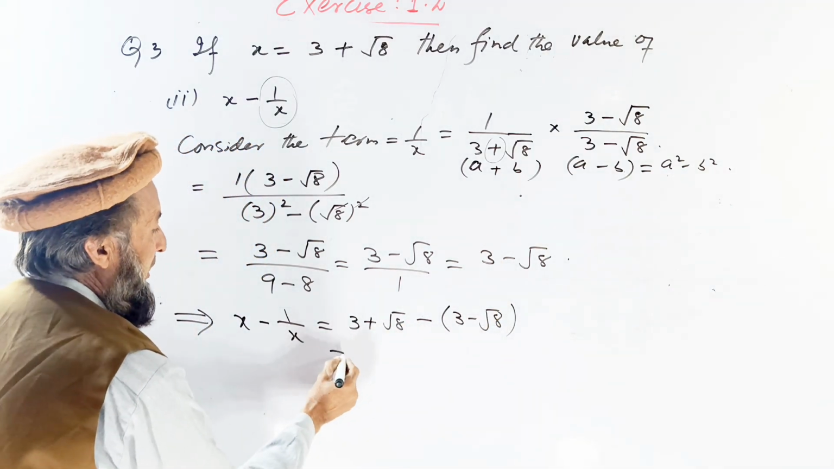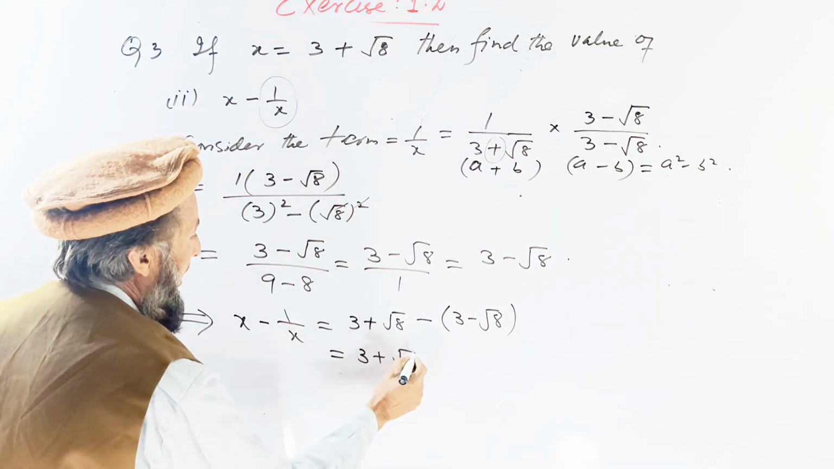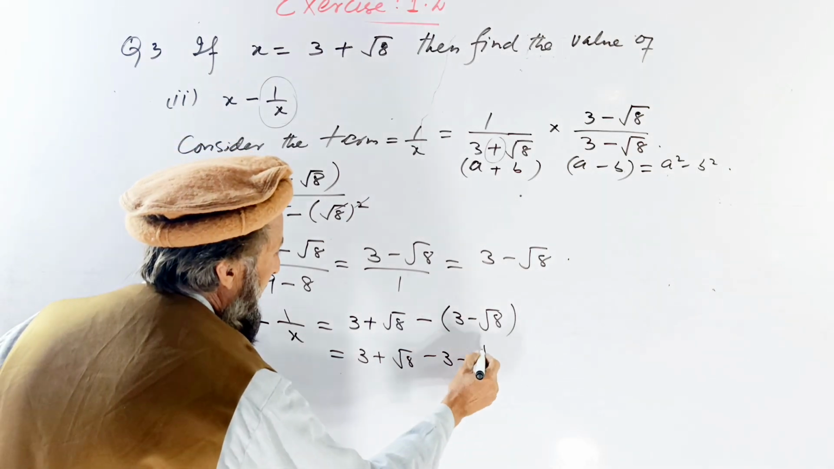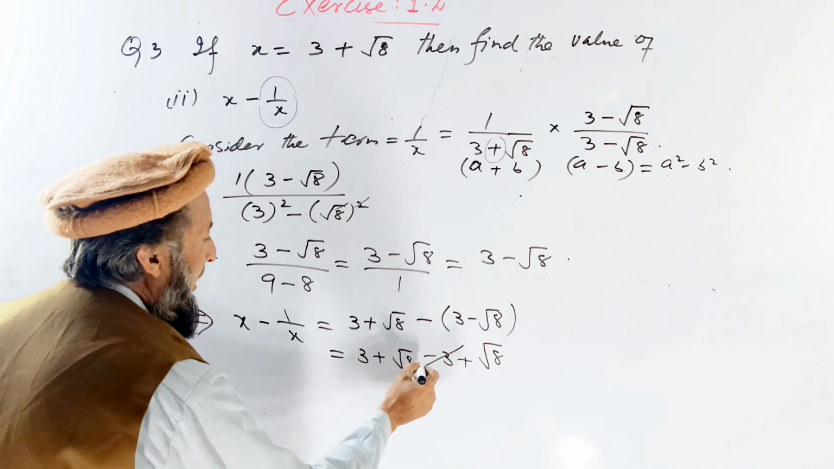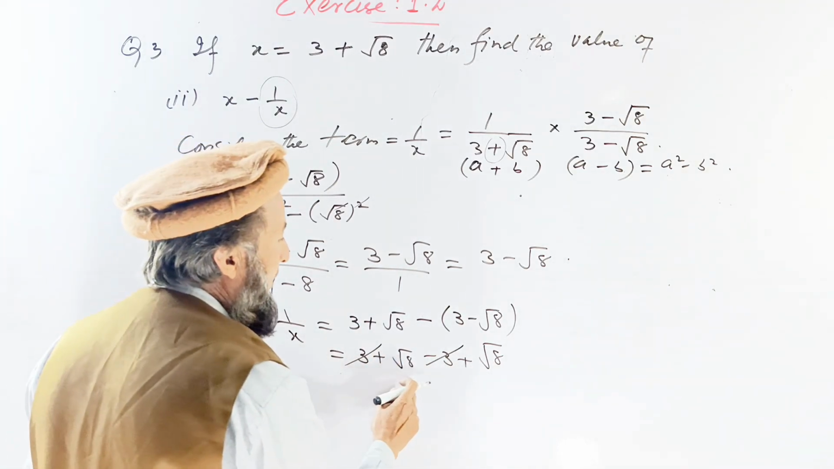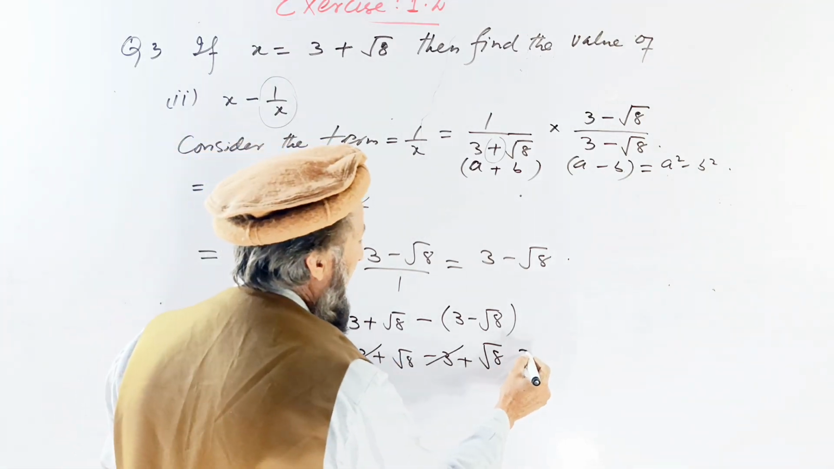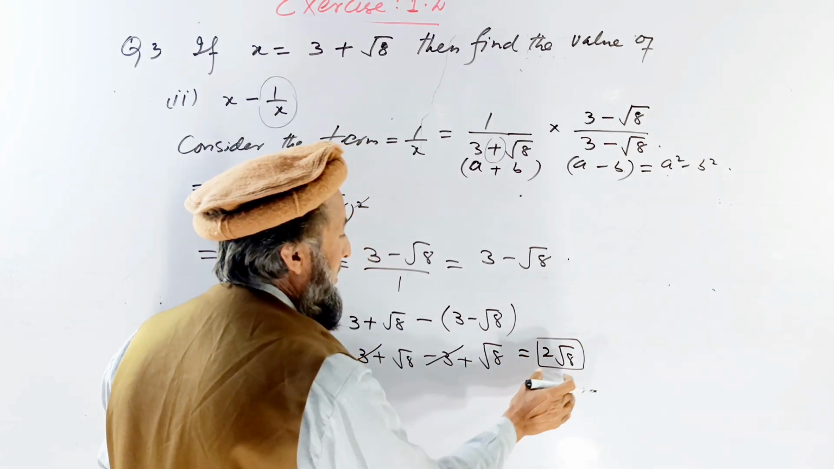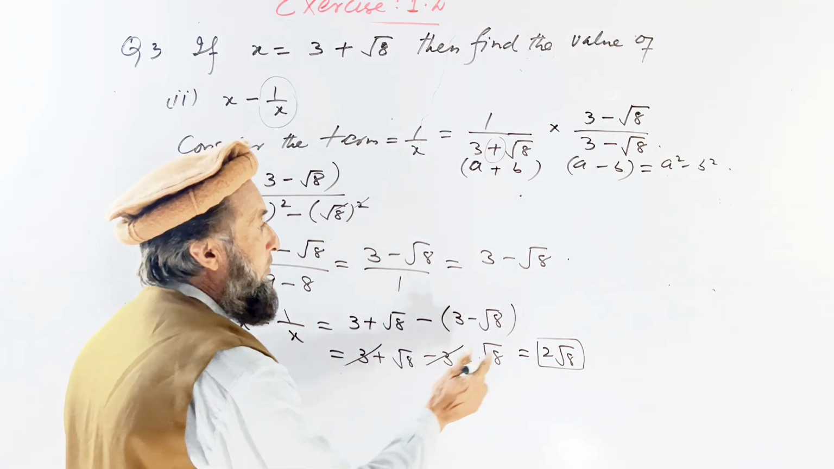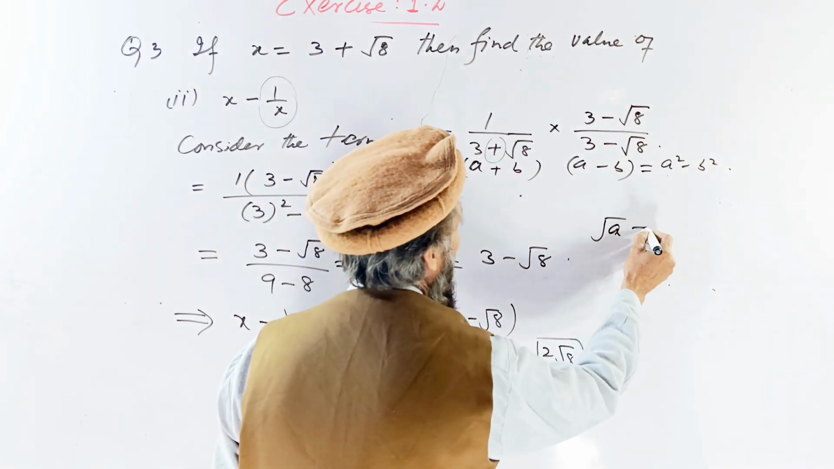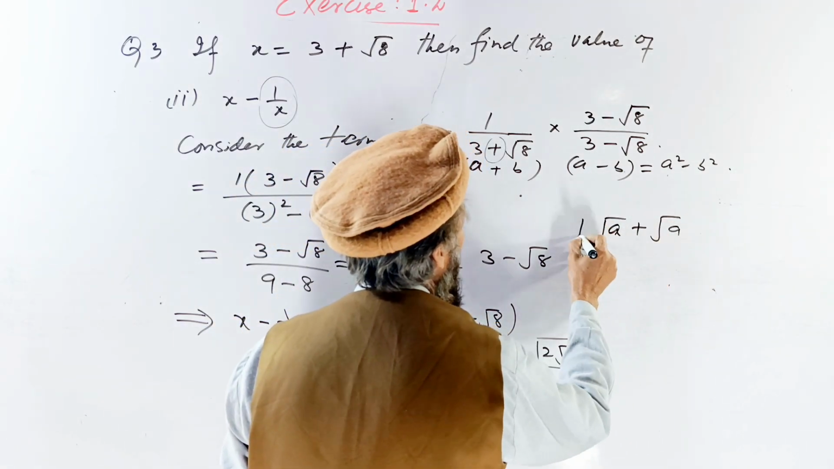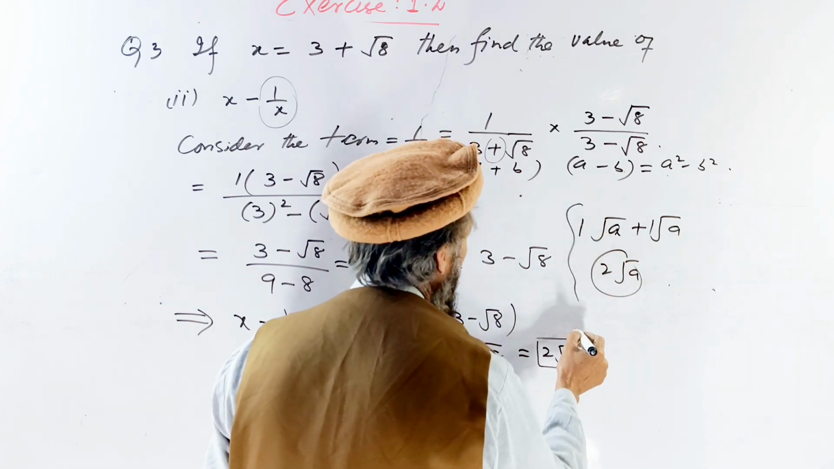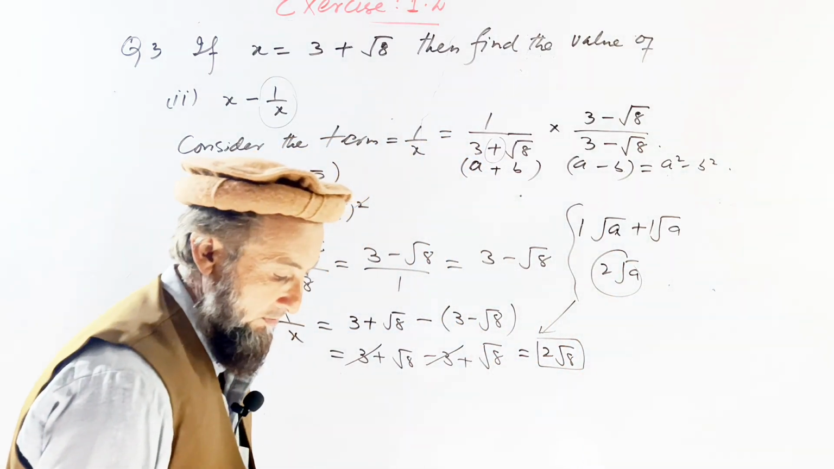Now subtract this term: 3 plus square root of 8 minus 3 minus into minus plus square root of 8. Now 3 minus 3 cancels, and we get square root of 8 plus square root of 8, which gives 2 under the root 8. According to the rule, square root of a plus square root of a, we add their coefficients, so we can write 2 square root of a.